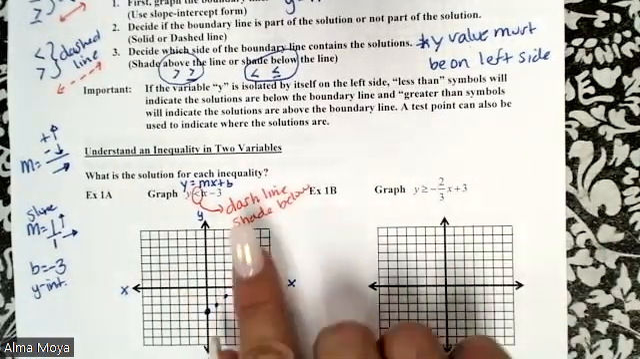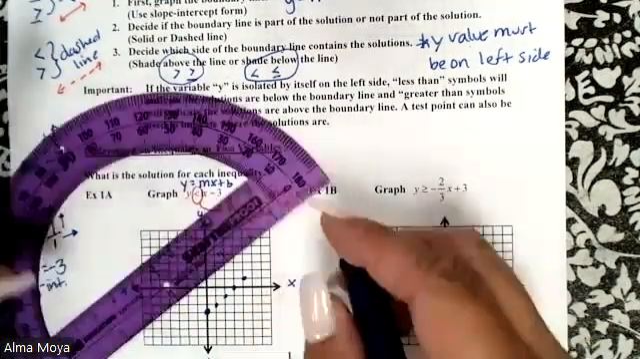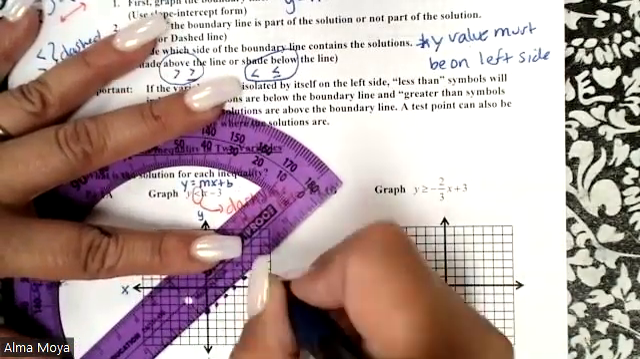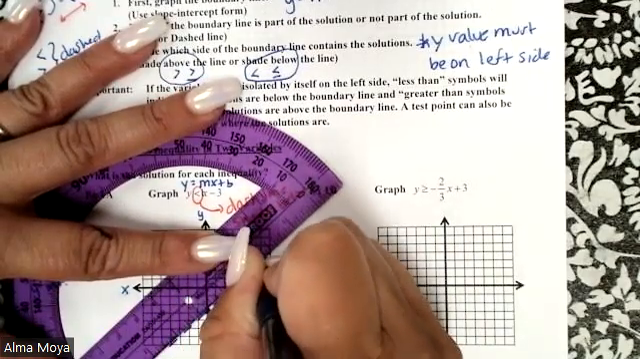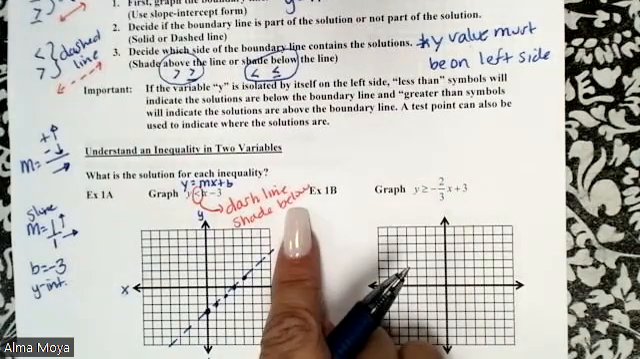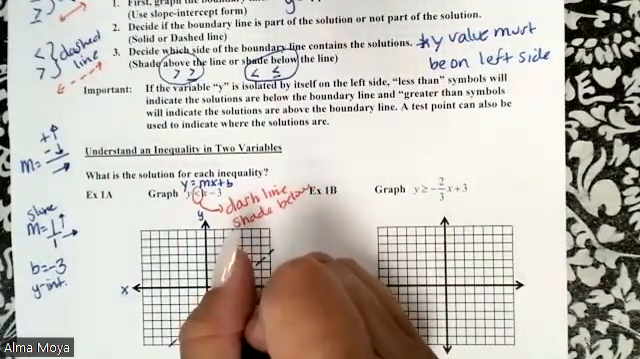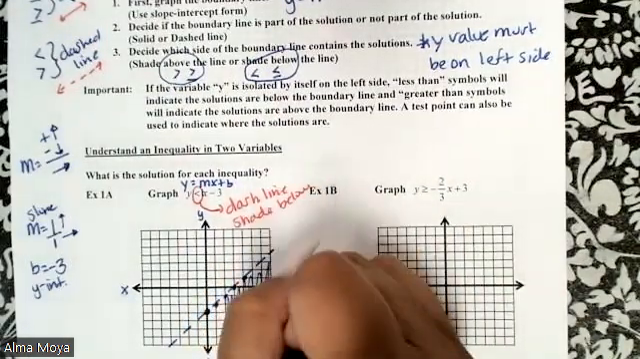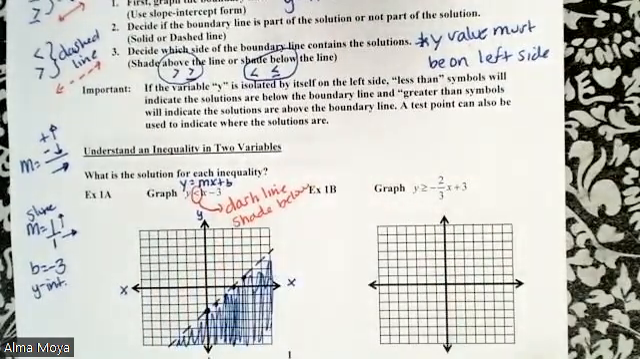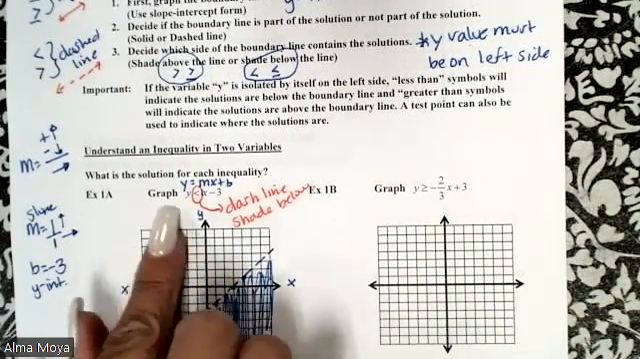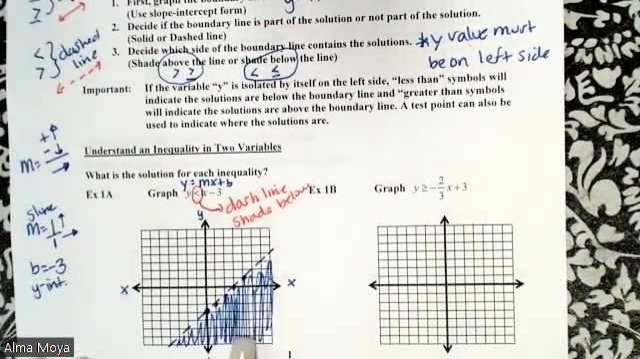Now, when you connect your dots, you need to make sure you connect it with a dashed line. So I'm going to connect with a dashed line. And then when I say shade below, pick a point on the line and just shade down. And it's everything below the line. Now, what that means is any point that's down here is a solution to the inequality. Any point up here is not a solution. So these are all the trues. These are all the falses.